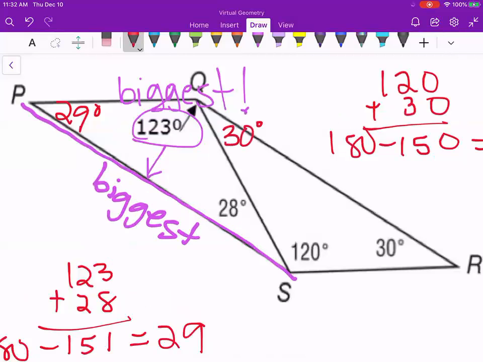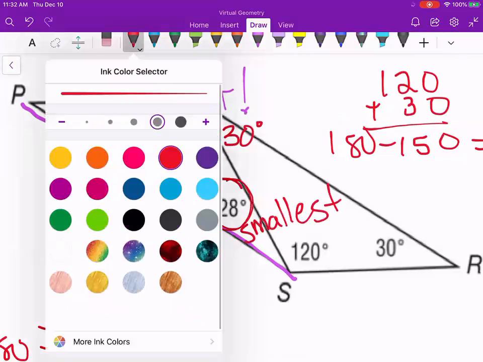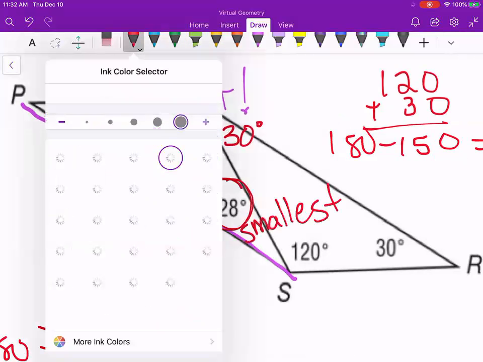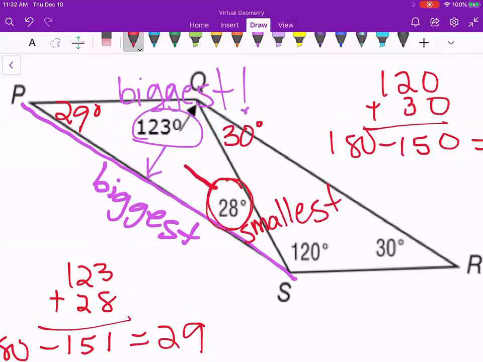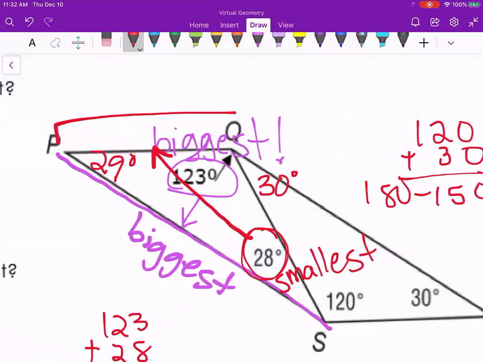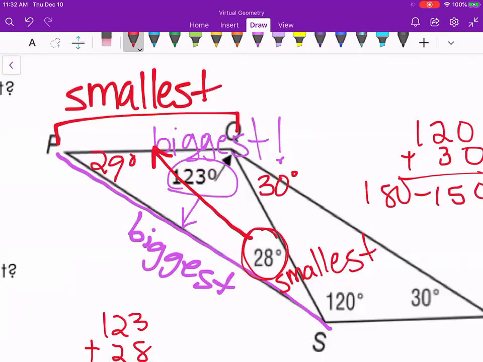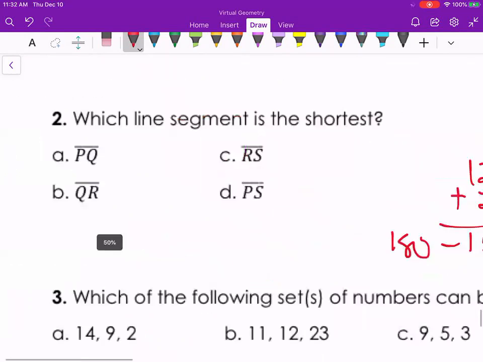All right, so out of all of my numbers, which one is the smallest? That would be 28. It is across from the shortest side, which would be P to Q. So PQ is the shortest side.